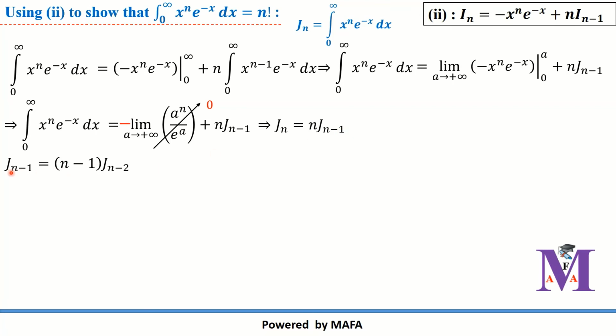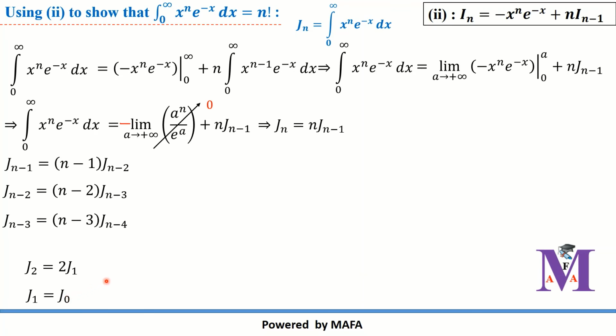So my g of n minus 1 is equal to n minus 1 times g of n minus 2. What about g of n minus 2? It is n minus 2 times g of n minus 3. What about g of n minus 3? It is n minus 3 times g of n minus 4, and so on and so forth. So I'm just going to iterate and get to the last terms. So j2 is equal to 2 times j1, and then j1 is equal to 1 times j0.